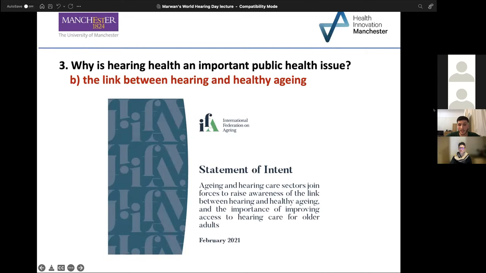So it's important to understand the magnitude of the problem in England and globally, as hearing loss affects both the functional ability that enables well-being in older age. As shown by here, by the International Federation of Aging, this is a statement of intent that they're trying to tackle this large public issue.